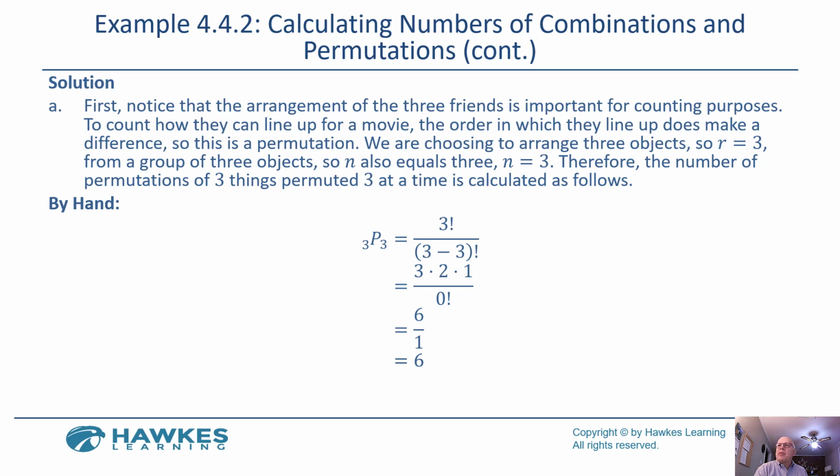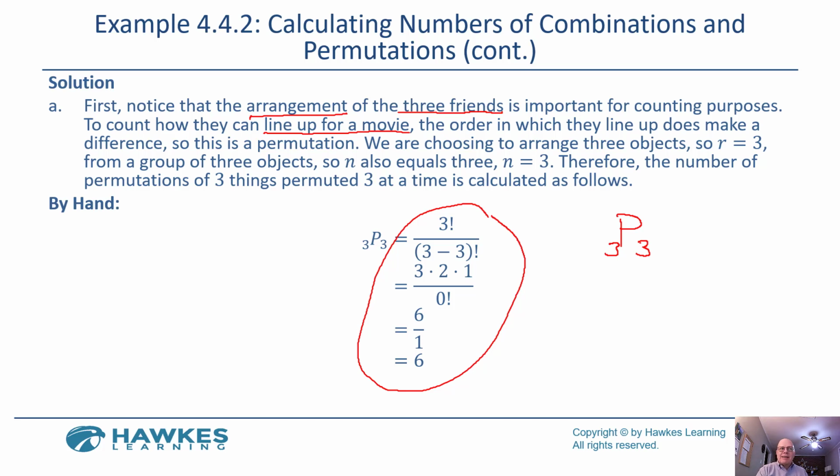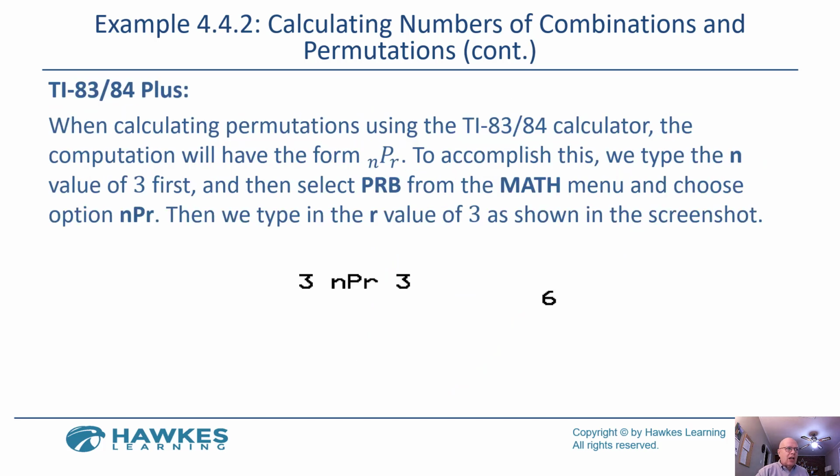So if the arrangement of 3 friends is important, then line them up for a movie. If the order does matter, arrangement, that means you've got a permutation, you've got 3 friends, and you're going to line them up. You're going to take all your friends. You're not going to kick one to the curb. And you can calculate how many ways you can do that. 6 ways. Now we know you have more friends than that. But this is just an example, so don't get huffy there.